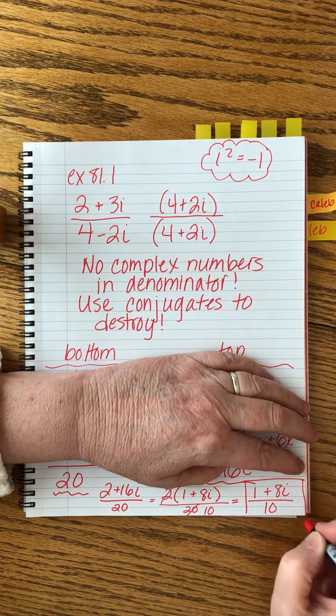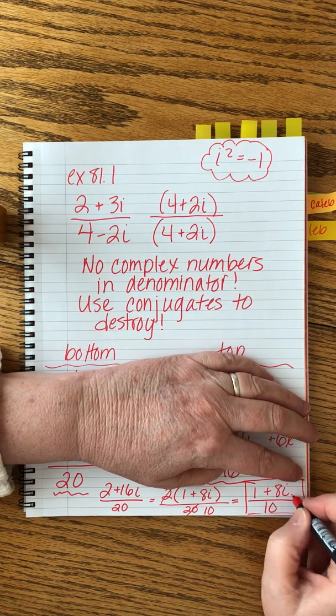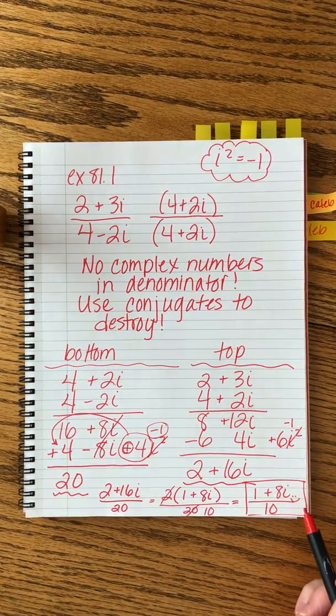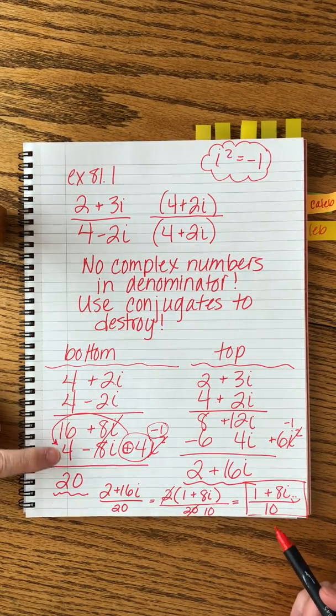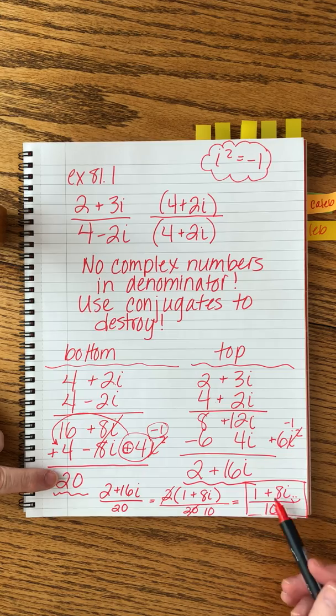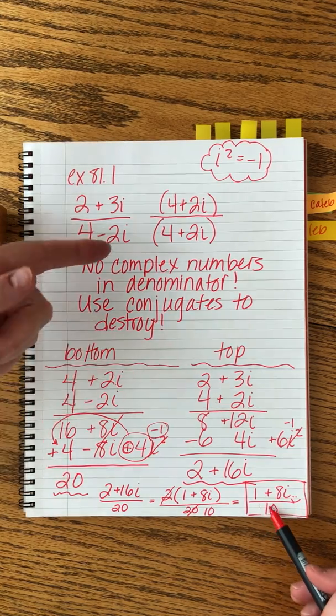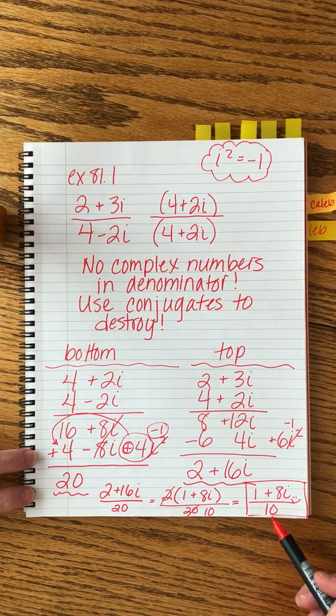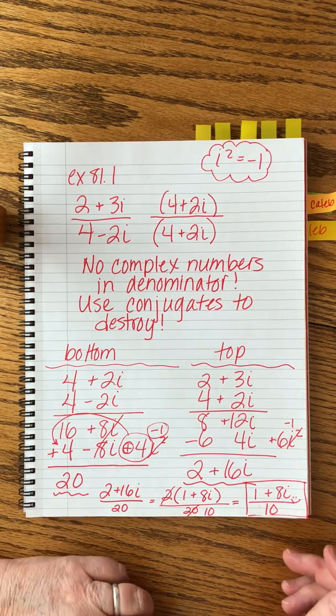That might not make you feel better, but as an established mathematician, your heart sings because this is now a nice rational number, no complex boogeyman hanging out in our denominator. So that's the right answer.